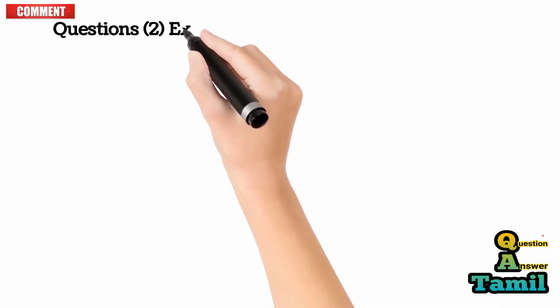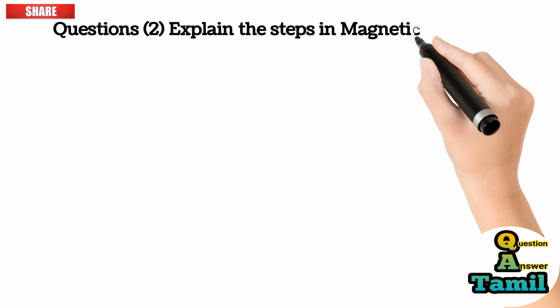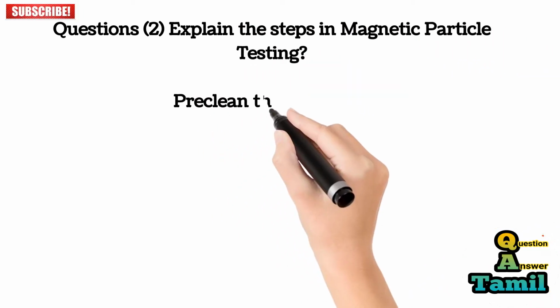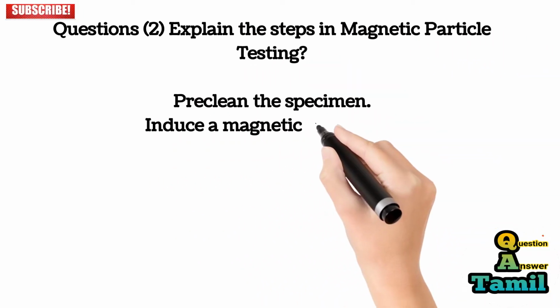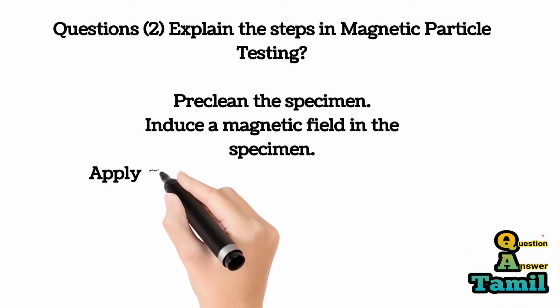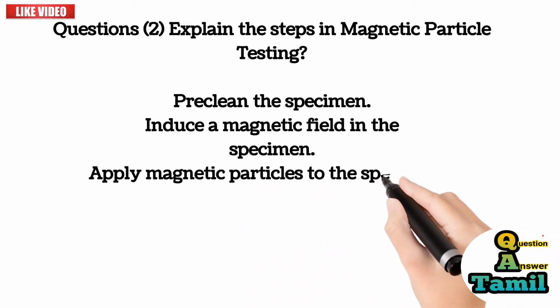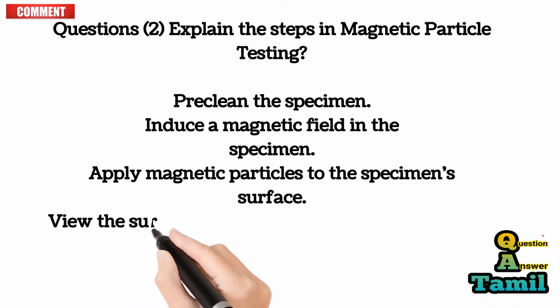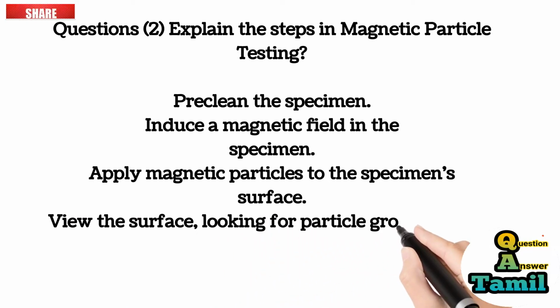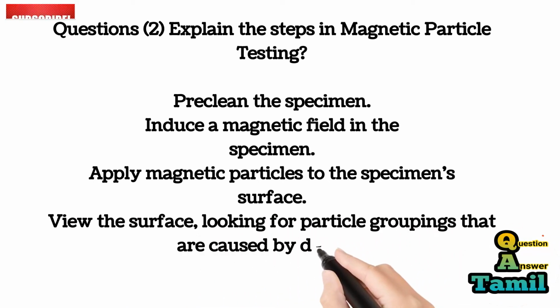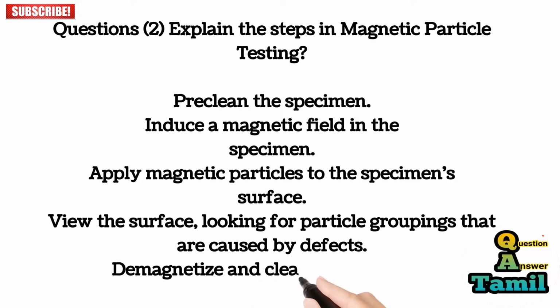Question 2. Explain the steps in magnetic particle testing. Preclean the specimen. Induce a magnetic field in the specimen. Apply magnetic particles to the specimen's surface. View the surface, looking for particle groupings that are caused by defects. Demagnetize and clean the specimen.